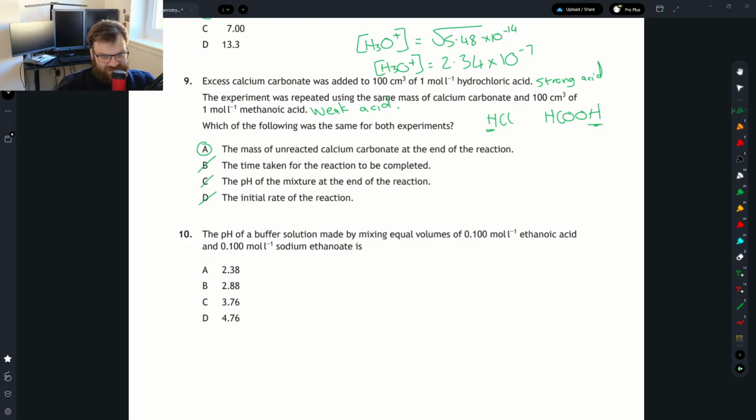Whereas in a weak acid, as the H+ ions get used up, more of them dissociate and it will eventually get to the same endpoint. It just takes a bit longer.